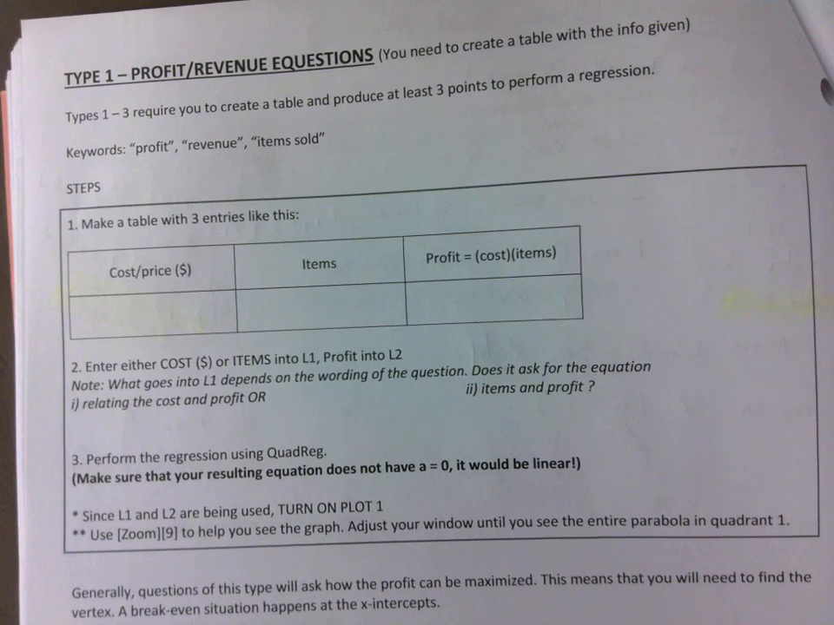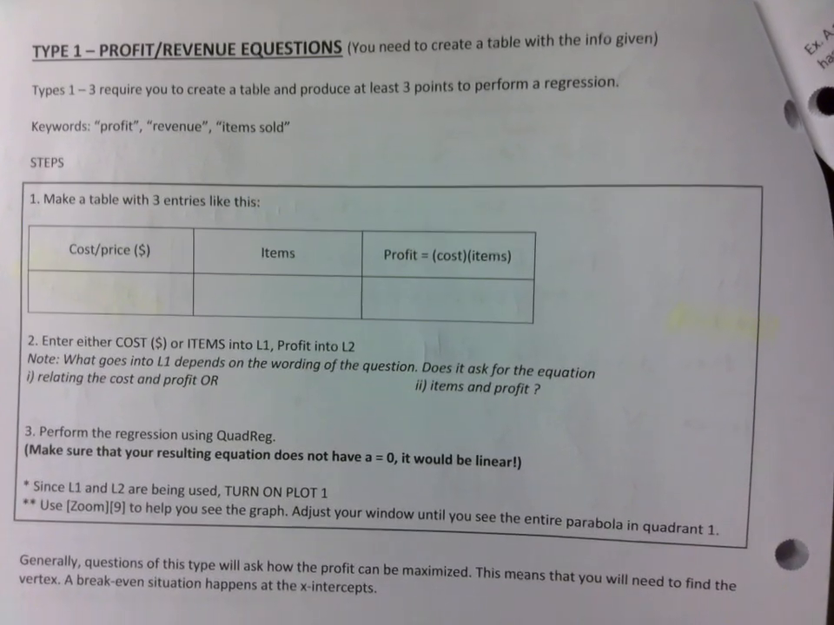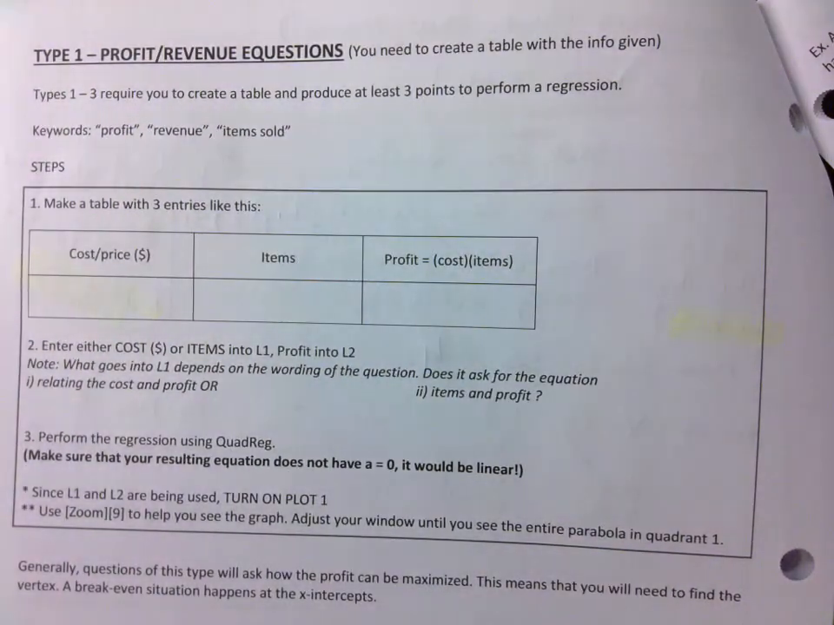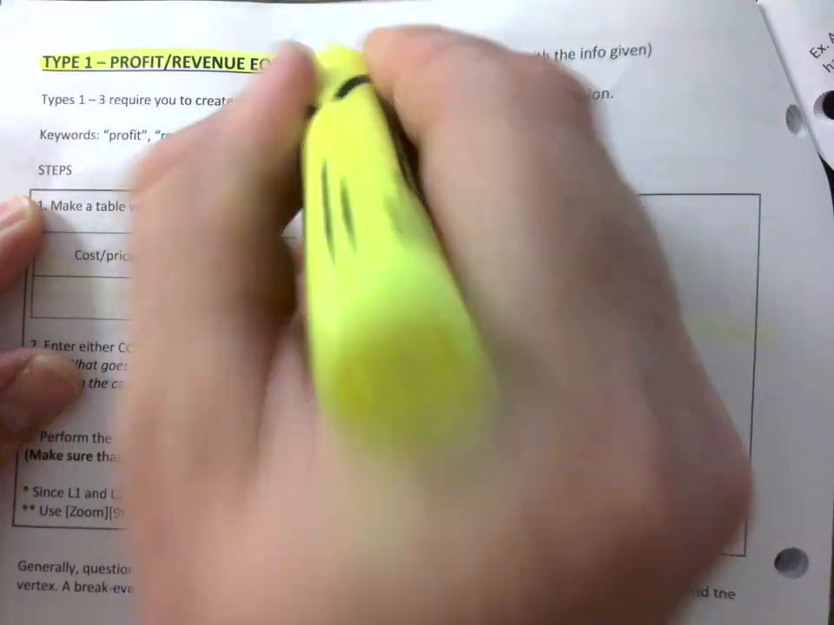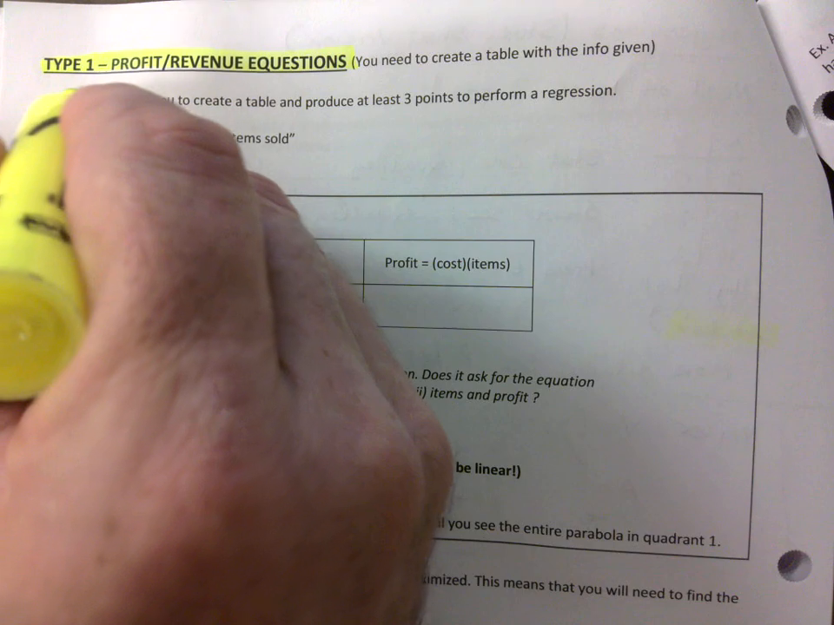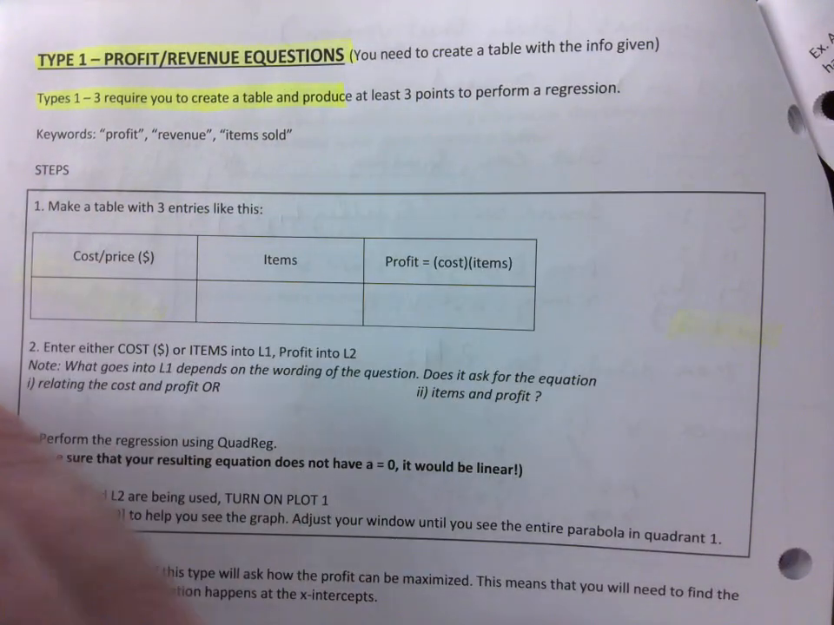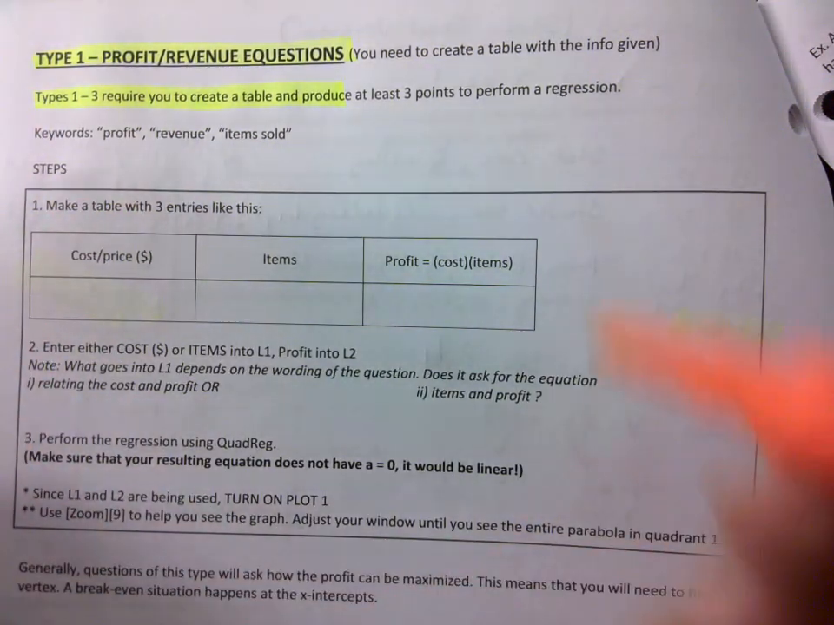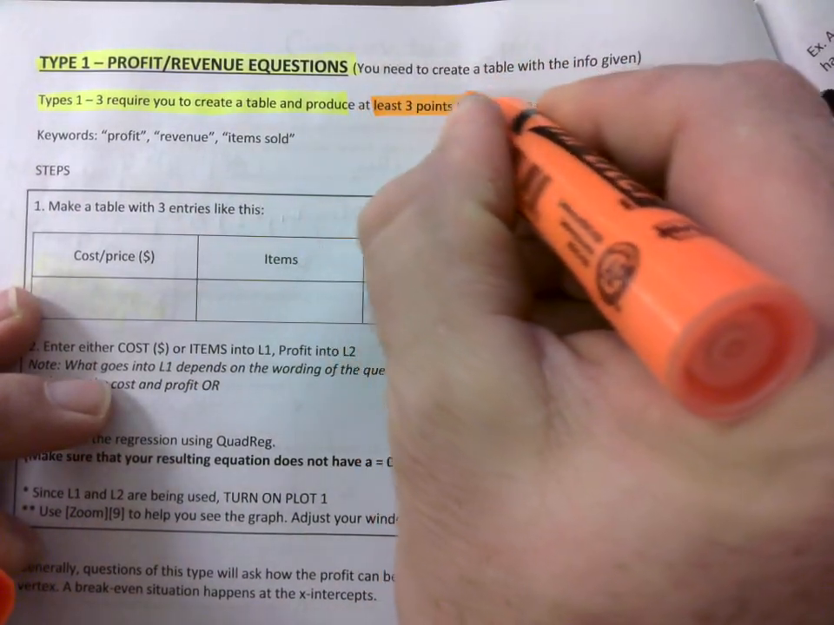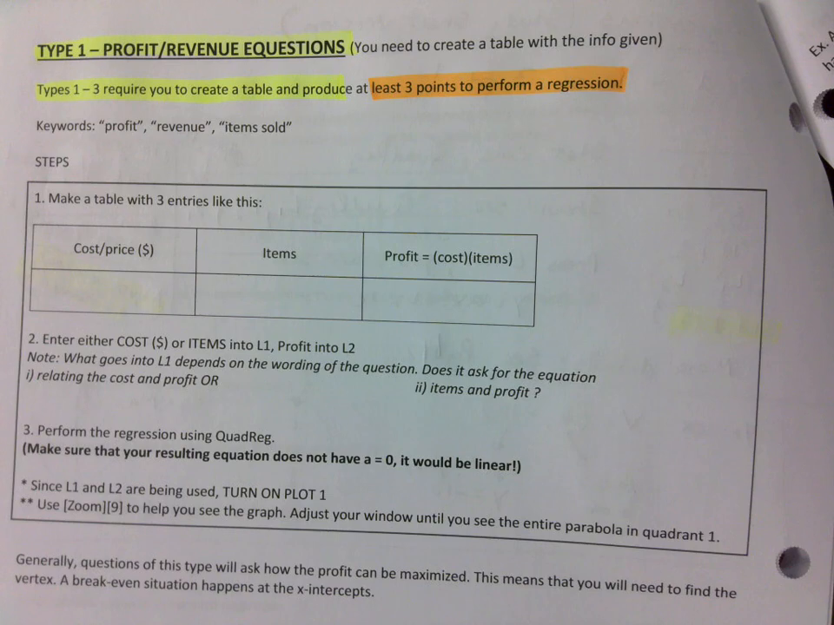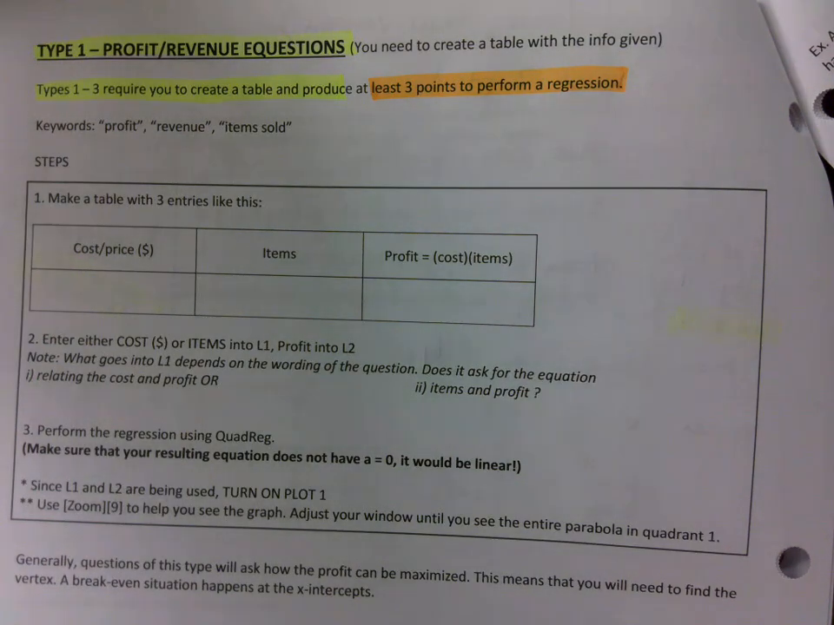So page 53, there are types 1 to 3, and we're focusing on type 1 today. Types 1 to 3 require you to create a table, and you have to produce at least 3 points to perform a regression. I already mentioned that. You need to come up with 3 points.